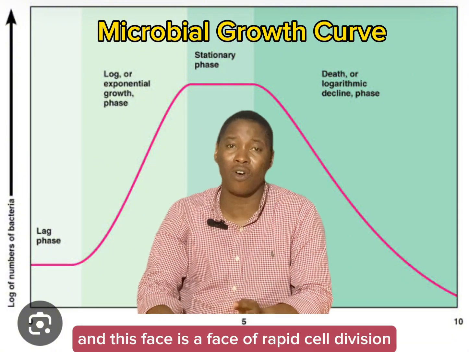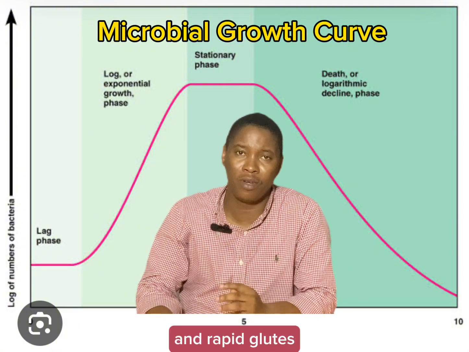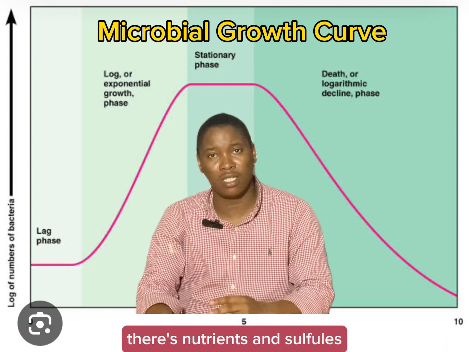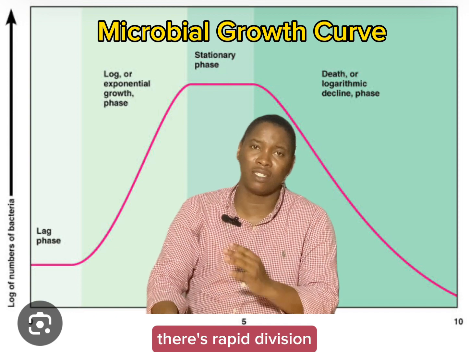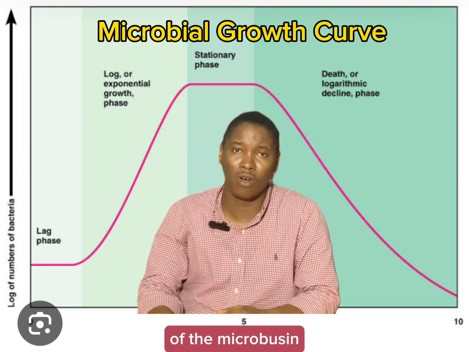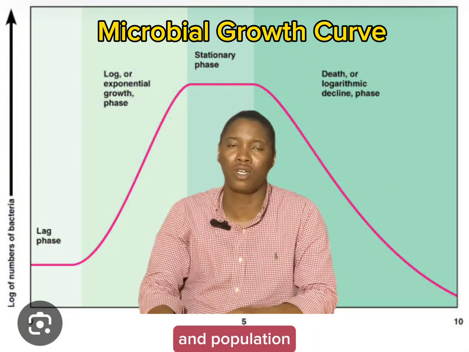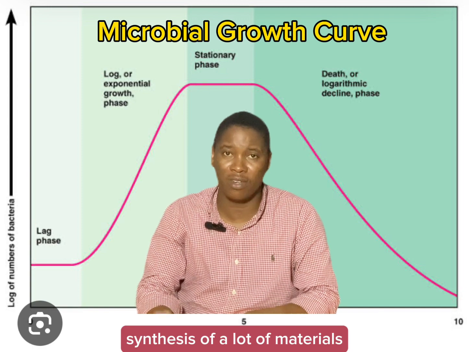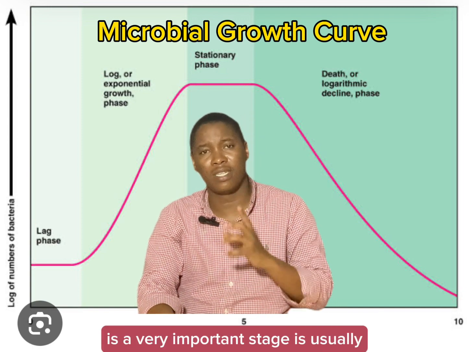This is a phase of rapid cell division and rapid growth. Here, the microorganism has acclimatized to the environment. There are nutrients in surplus, and so there's rapid growth, rapid division, rapid turnaround, and we have a bloom of the microorganism. It grows very quickly, and the population increases very quickly. And there's a lot of biosynthesis of many materials, and this is a very important stage.